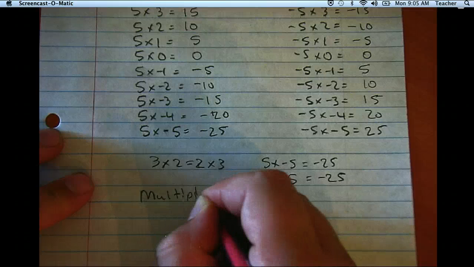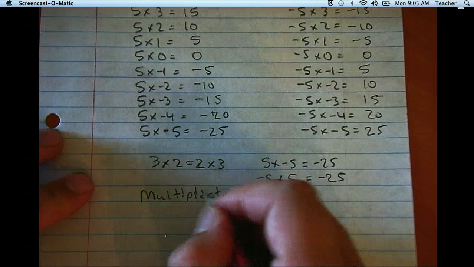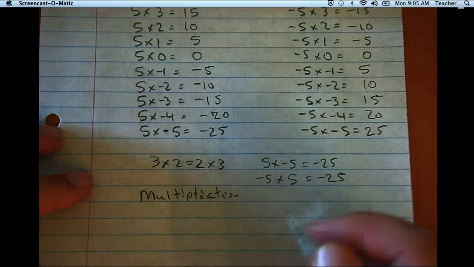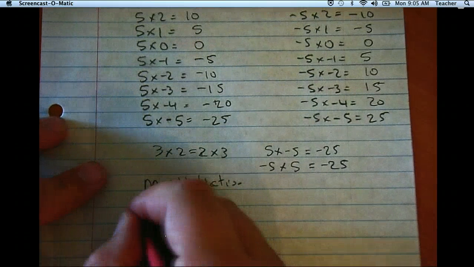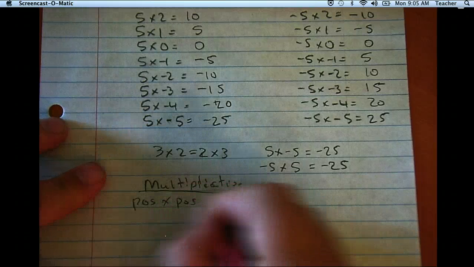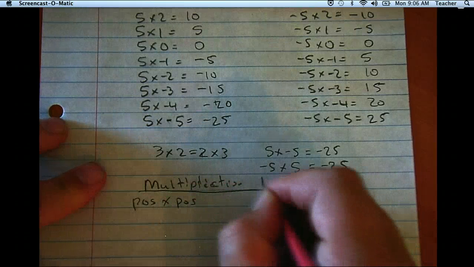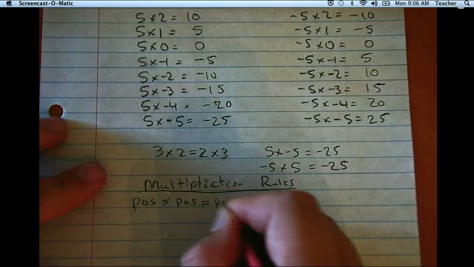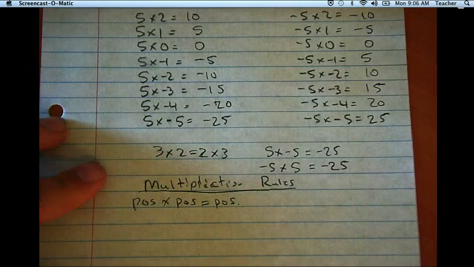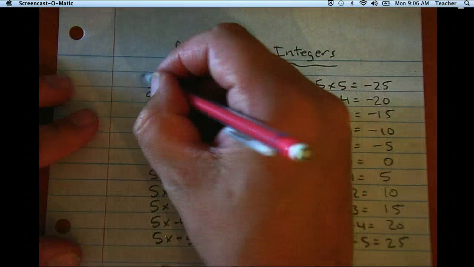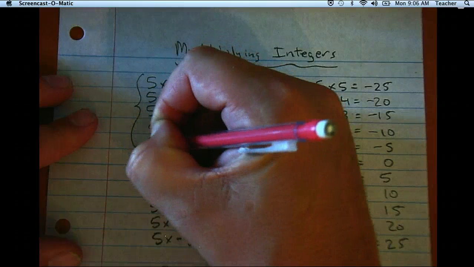And what I want you to be looking at, multiplication rules, okay? So what I want you to be looking for is these different cases. A positive times a positive, we've been doing that for a long time. Positive times a positive is just going to be a positive answer. And I have about 5 examples of that. This section right here is going to be a positive times a positive.